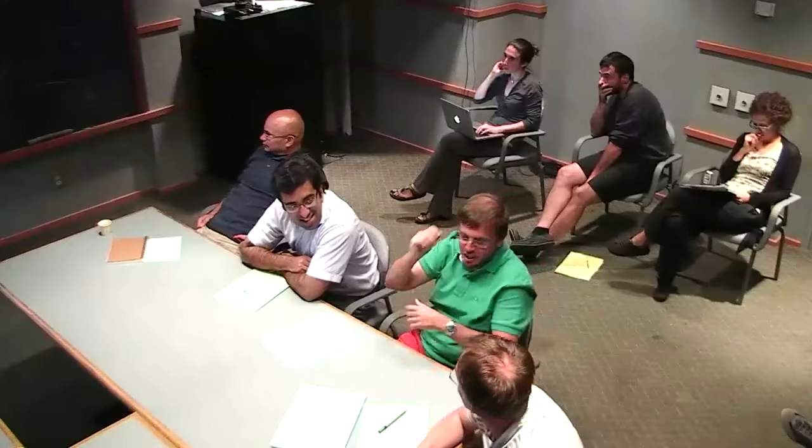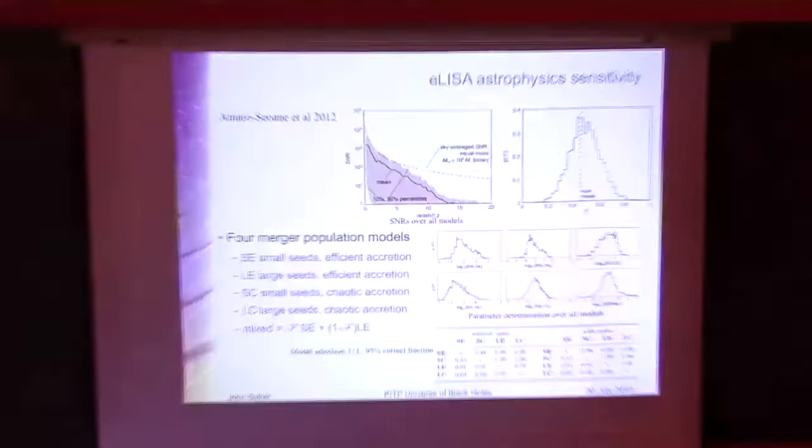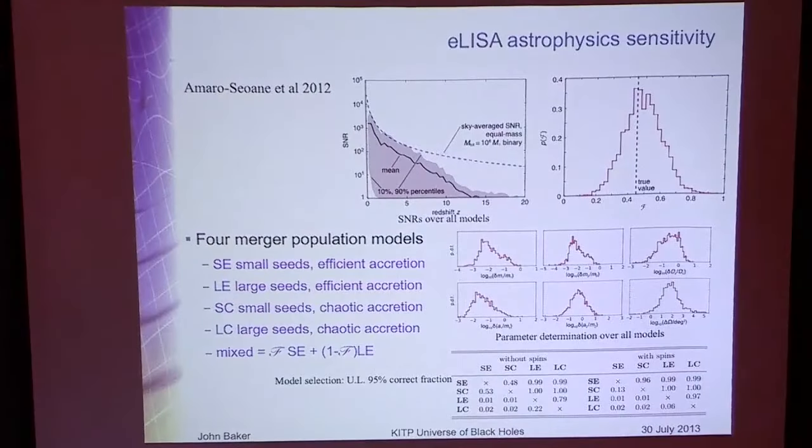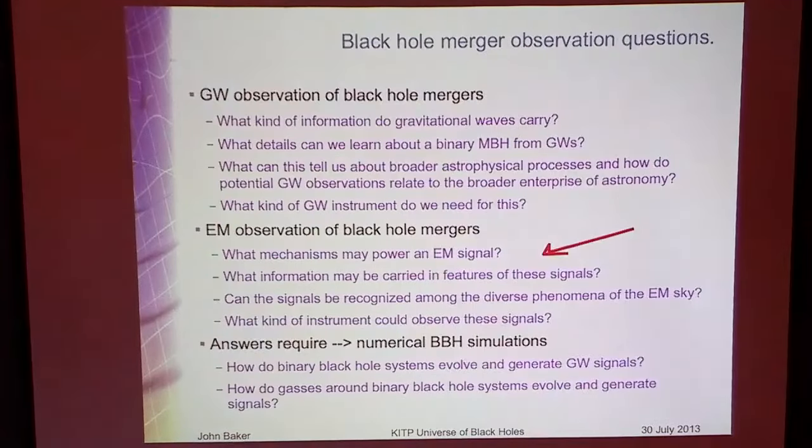So let me now, we'll throw this into the same splinter session where we talk about what we can actually learn from gravitational wave observations. So these are comparing the few sets of possible population models and what type of measurements you can make about them. So now I want to move on to part two here, which is electromagnetic signals from black hole mergers.